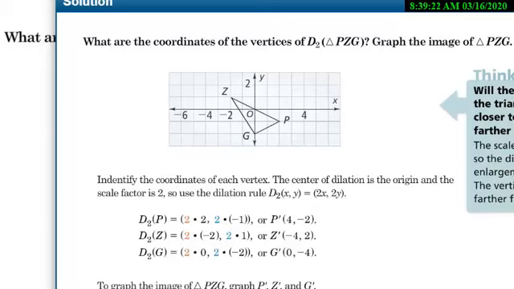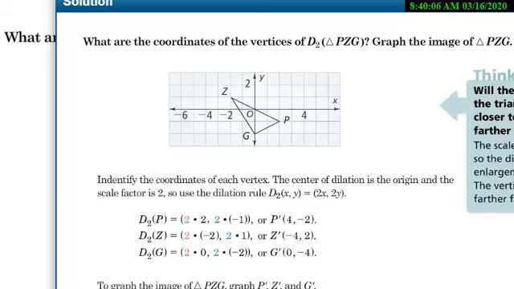The second point is how to find out the dilation image. According to this, we have a question. The question is, what are the coordinates of the vertices of D2 for triangle BZG, and graph the image of the triangle BZG. I'm gonna start off with finding out the coordinates of each vertex of the triangle BZG. You have to understand that the scale factor in this question is 2, because the question states D2. What it means, I have a scale factor n of 2.